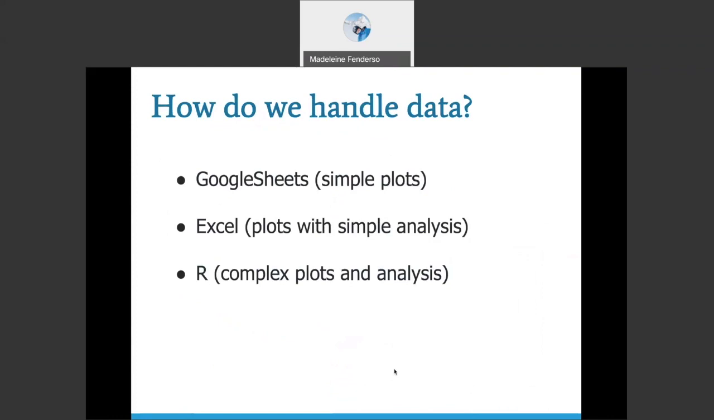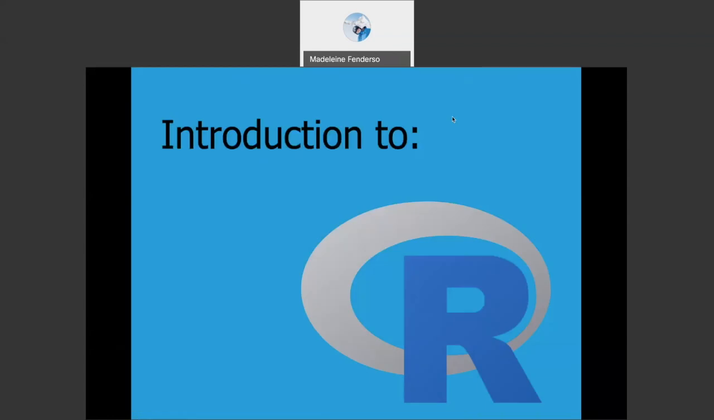We handled data last semester or last year. If you took 103, you primarily used Google Sheets and Excel. Whereas this semester, we're going to be working with R, which is a coding software. And R is great because you tell it exactly what you want it to do. So it has the capacity to do very complex plots and analysis that you can't do using Google Sheets or Excel.